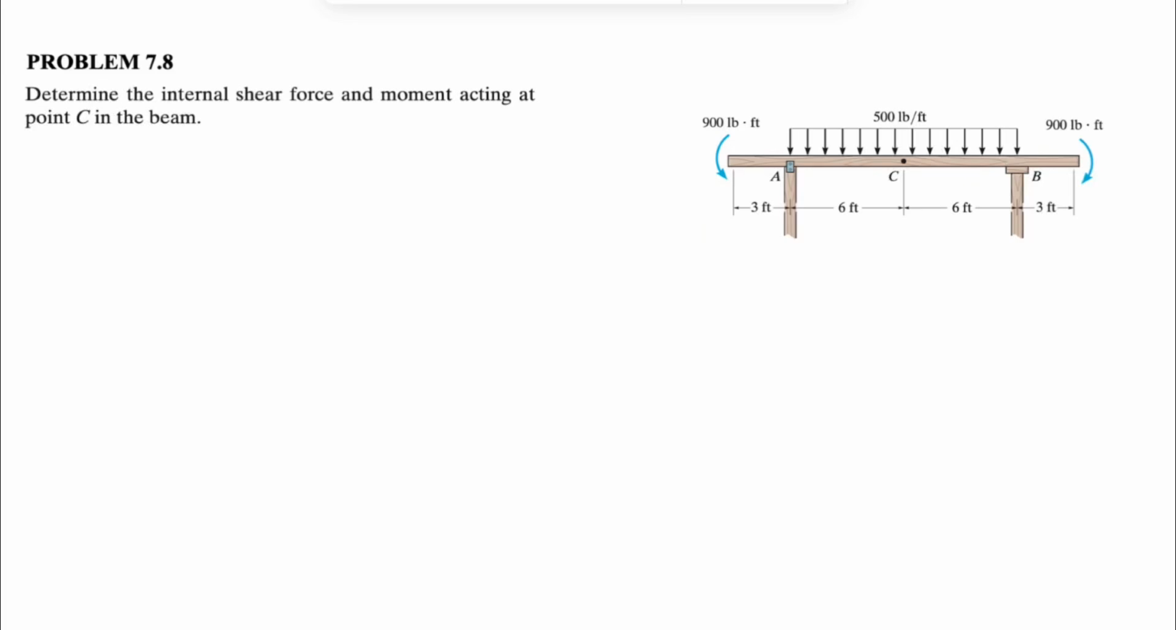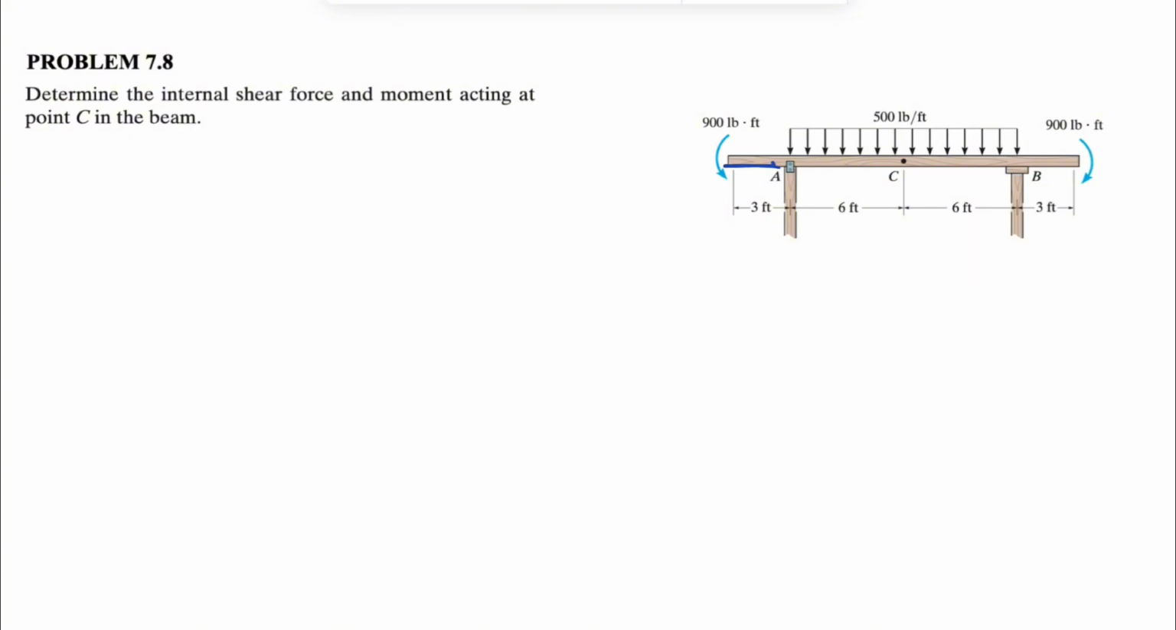Alright guys, we have question 8 from chapter 7 of the Hibbeler textbook Engineering Mechanics, and in this one we need to determine the internal shear force and moment acting at point C in the beam. So as always, we have two different supports at points A and B. So we're going to start with the free body diagram of the whole structure.